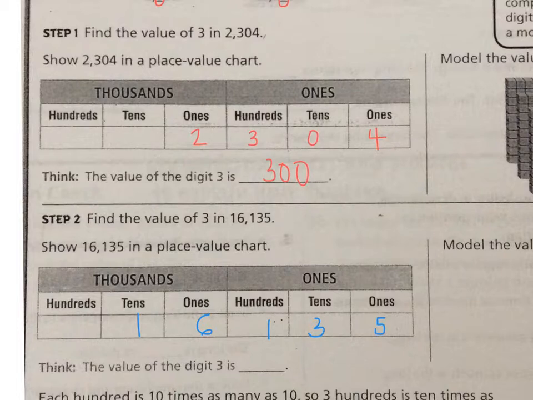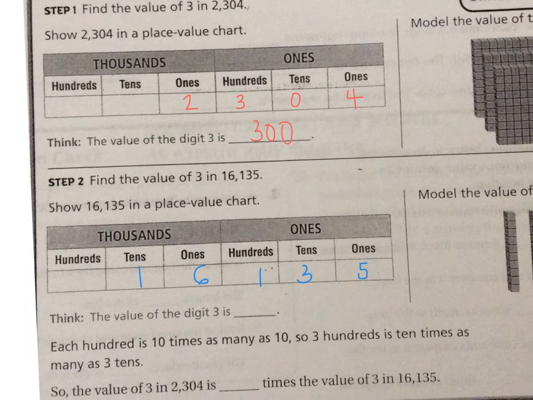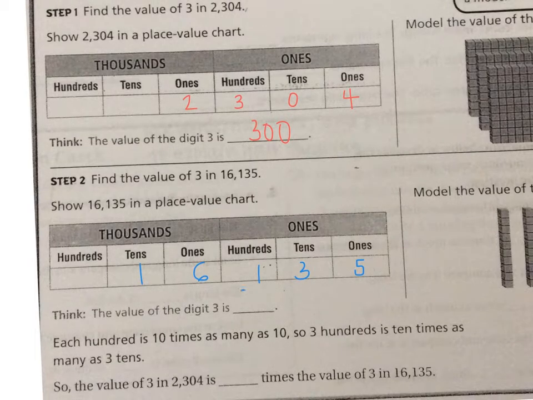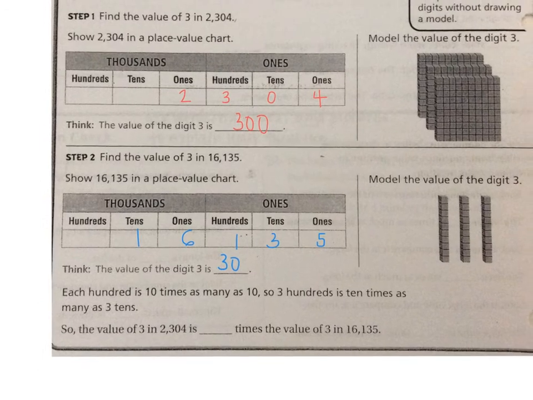In the tens place. So what's the value of the 3 this time? 30. Good. Go ahead and fill that in. So each 100 is 10 times as many as 10. Remember, each 100 is 10 tens. So this 3 is bigger than this 3. Would you agree? How many times bigger is it?